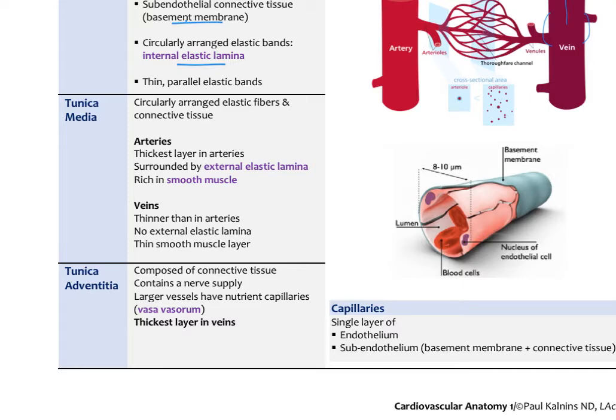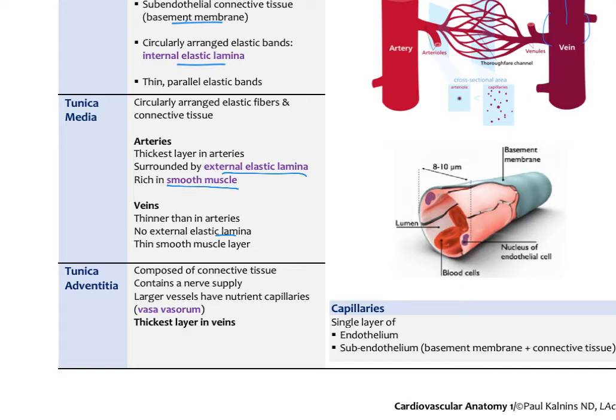The next layer would be the tunica media, and that is a layer of circular elastic and connective tissue fibers. This is where the smooth muscle is found. So if you look at arteries, they are very rich in smooth muscle, very thick smooth muscle, and they have a lot of elastic lamina. So the media is the thickest layer in the arteries. There's no elastic lamina in the veins, and their smooth muscle is much thinner. So there's a difference there in the media.